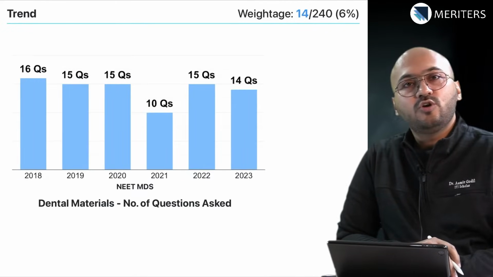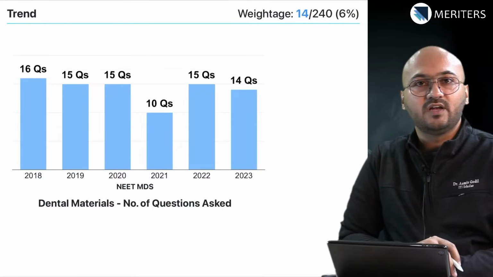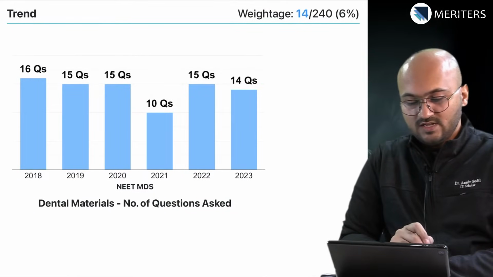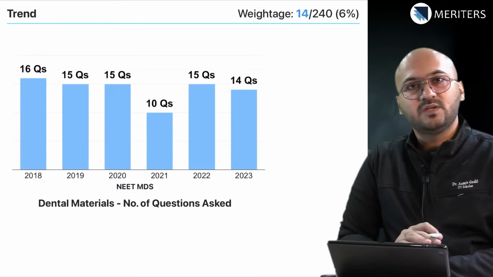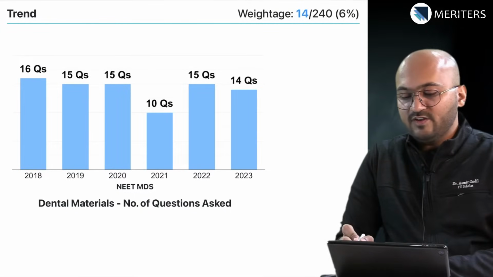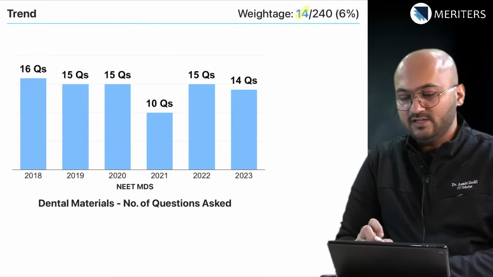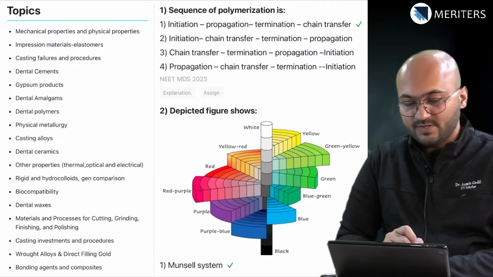But before we move on to allocating questions to specific topics, let's see how much is the weightage of dental materials. So over the past few years, the consistency of questions from dental materials has been quite smooth. On an average, 14 questions are expected out of 240 in dental materials. So let's look at these questions and assign them to the topics.